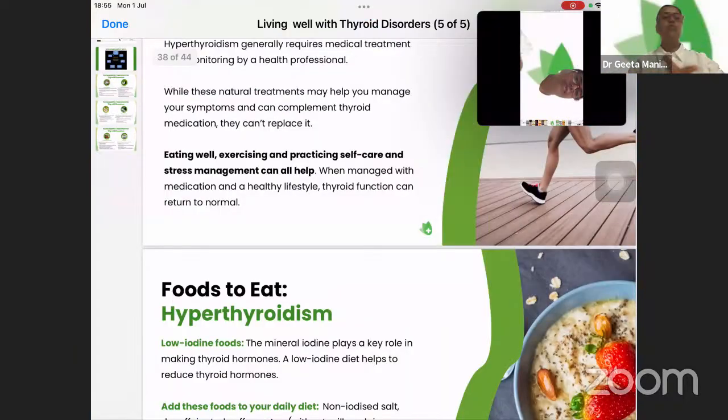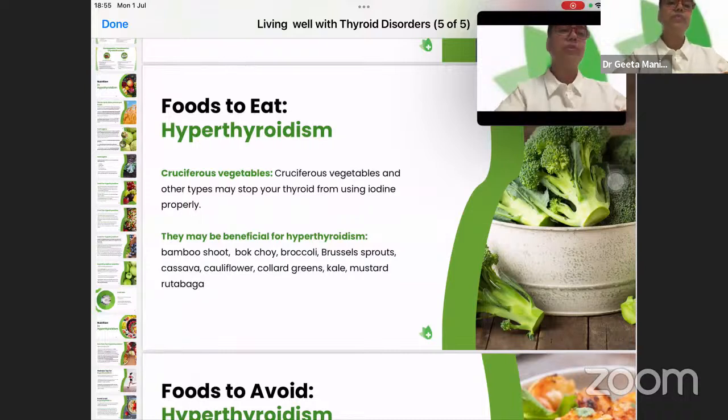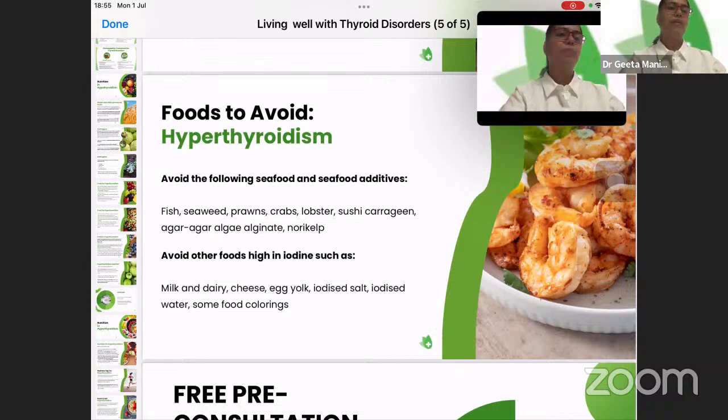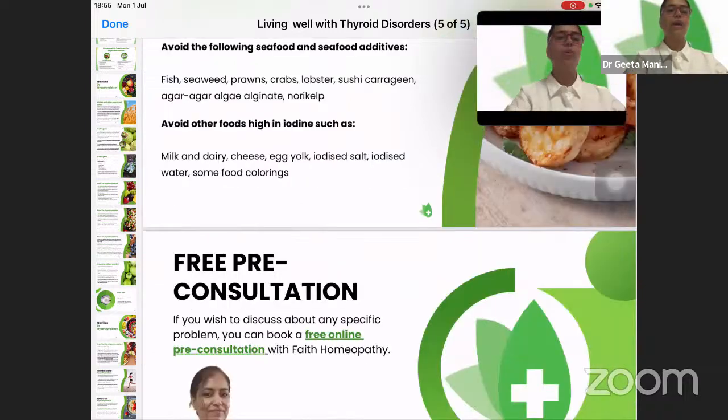So foods to eat for hyperthyroidism are cruciferous vegetables like broccoli, kale, bok choy. These can help you with hyperthyroidism, whereas it was opposite in hypothyroidism. The beneficial foods like bamboo shoot, bok choy, broccoli, Brussels sprouts, cassava, cauliflower, collard greens, kale, mustard, all these can help you with hyperthyroidism. Whereas the foods to avoid are fish, seaweed, prawns, crabs, lobster, sushi, agar-agar, and kelp. These are foods that you need to avoid because they are high in iodine. The other foods high in iodine are milk, dairy, cheese, egg yolk, iodized salt, and some food colorings, as well as iodized water.